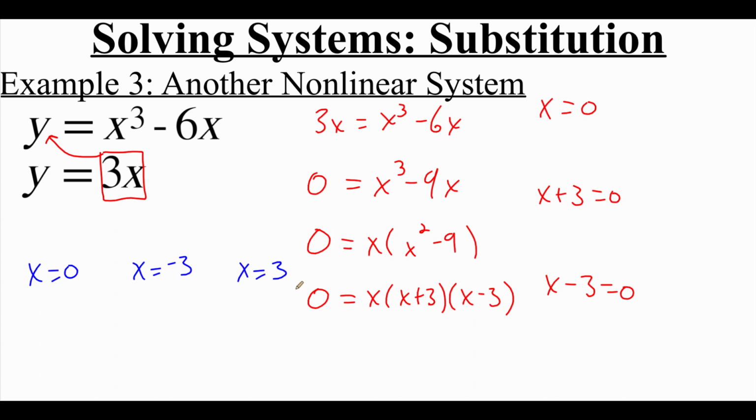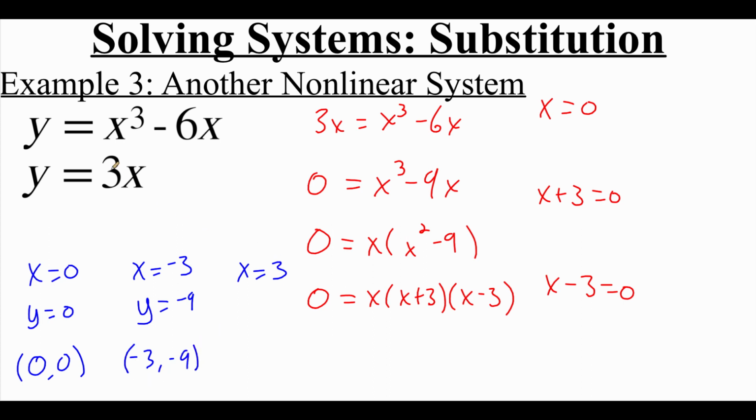But we still need to find our y values that go with these x values. So I'm going to use this bottom equation right here, because I think that's going to be the easiest to work with. So we've got 3 times x, and we just have to plug in our x values. If I plug in 0, then we're going to get a y value of 0. So that's the ordered pair (0, 0). If I plug in negative 3, we're going to get a y value of negative 9. So that's (negative 3, negative 9). And if I plug in positive 3, we're going to get a y value of positive 9. So that's the ordered pair (3, 9). That's going to be it for this video.